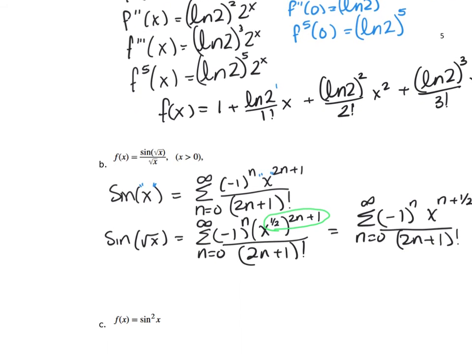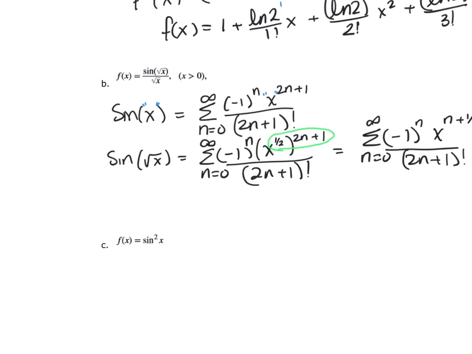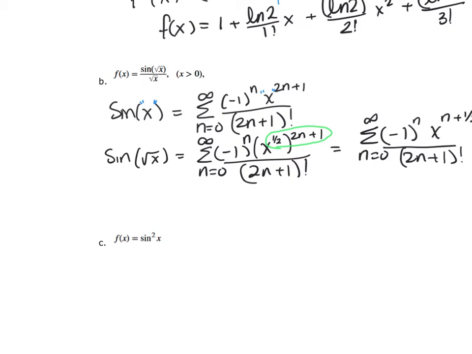Now this one, I can do it as sine x. And you're thinking, but what about that square root of x in the denominator? Well, a square root of x is the same thing as 1 divided by the square root of x as a multiplier.